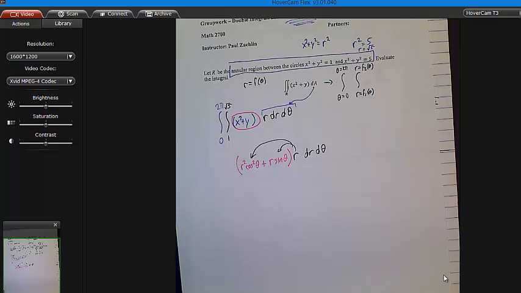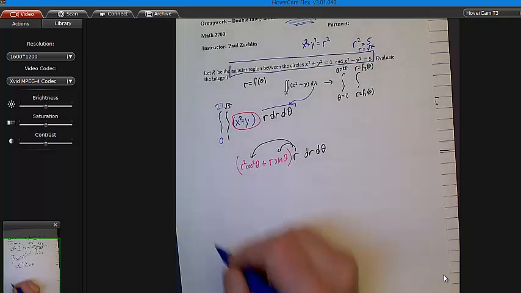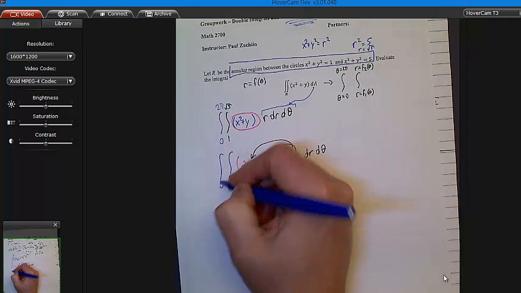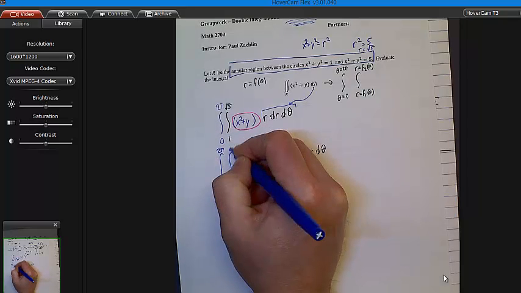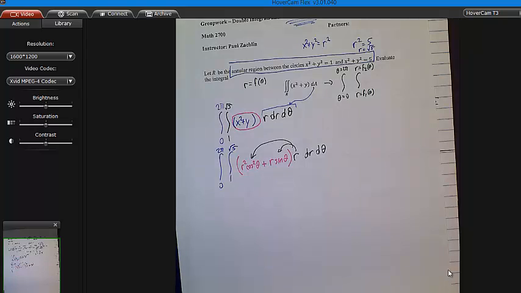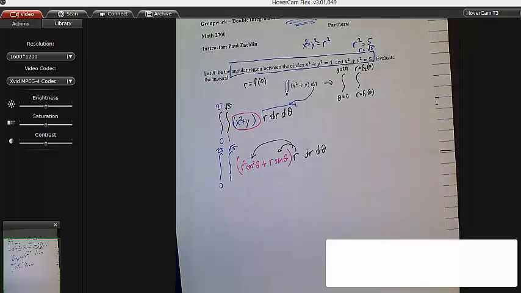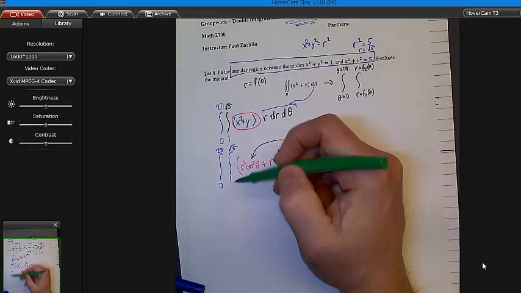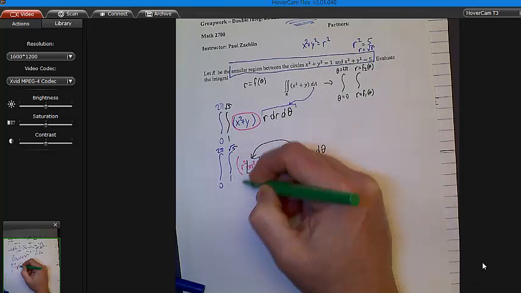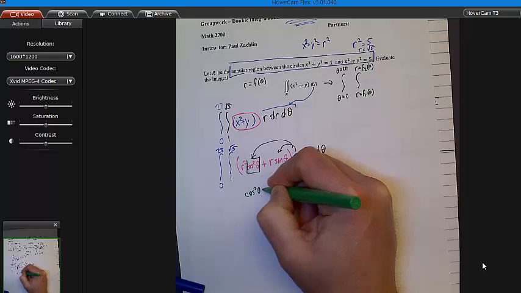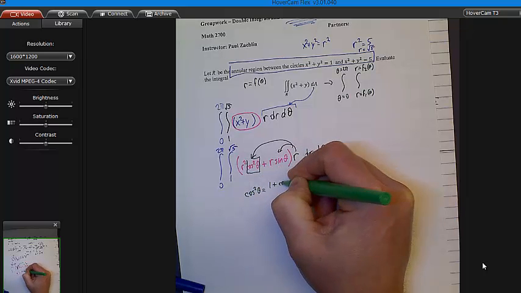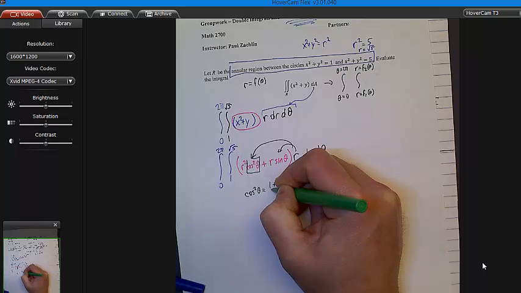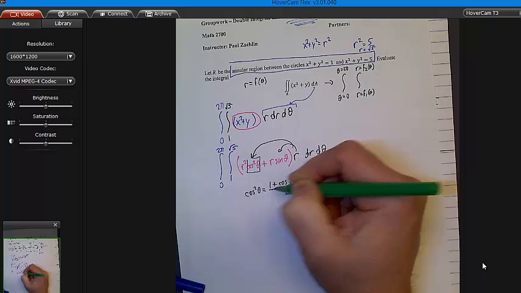Anyways, maybe that's enough hinting that you guys can take it from here. I think so. We'll let you work. We'll add it to posterity. This cosine squared theta, we know, is equal to 1 plus the cosine of 2 theta over 2. And that may be helpful also.